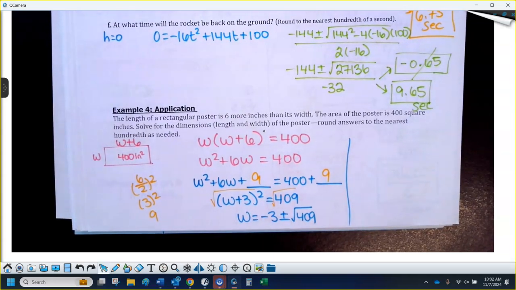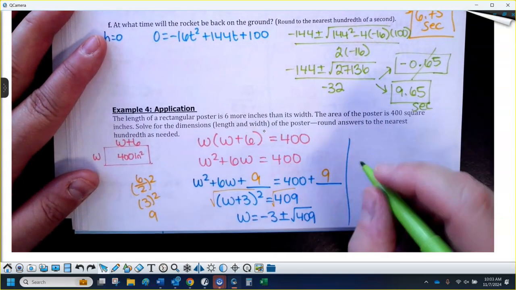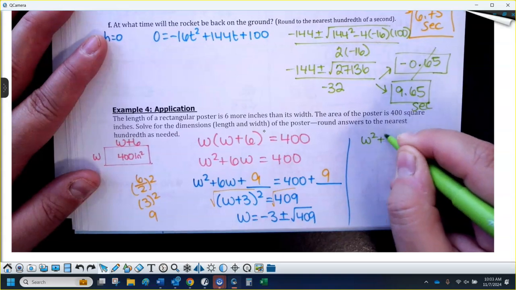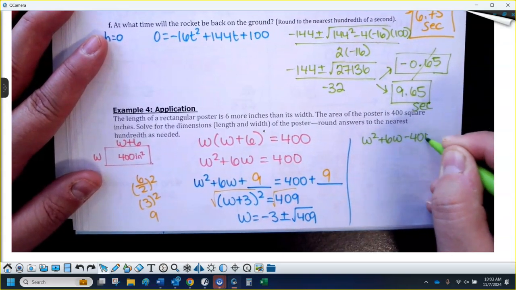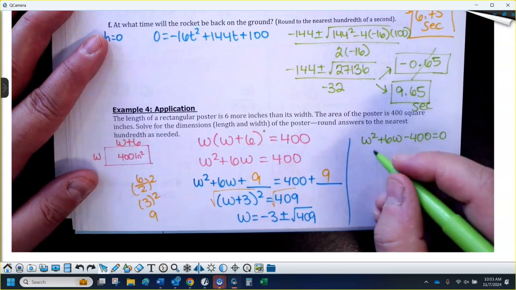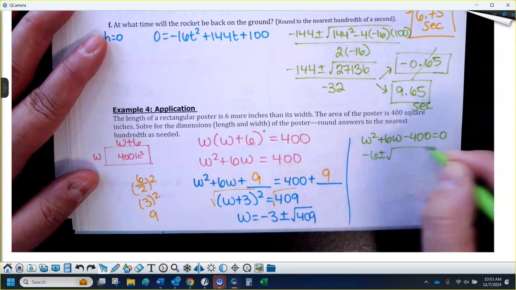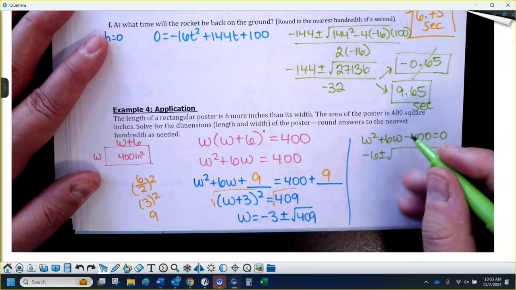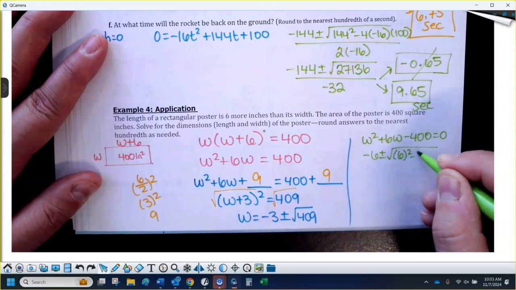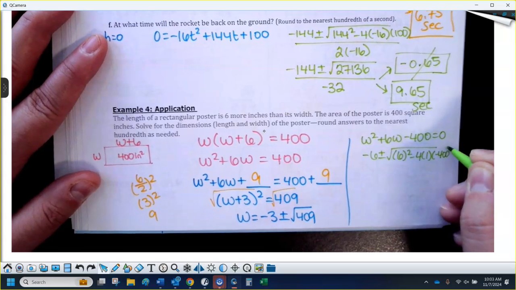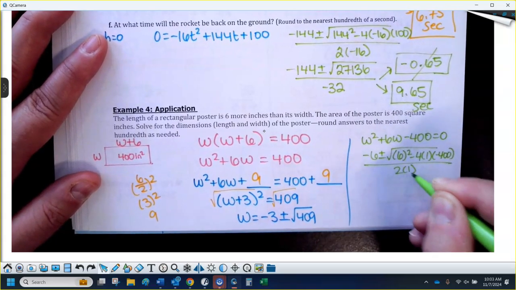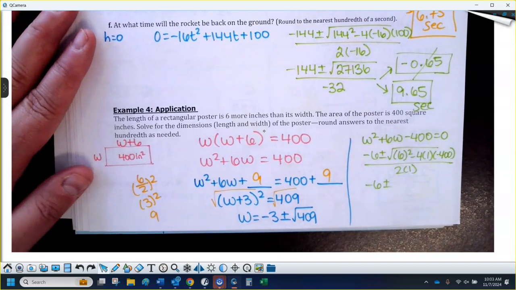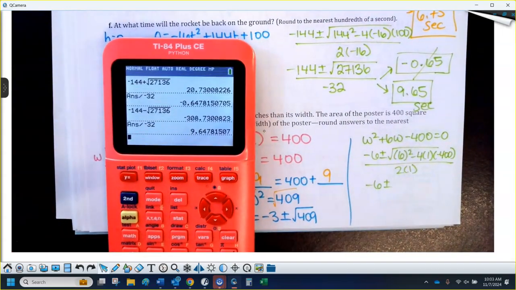Okay, now I want to show you. If you were like, hey, I like the quadratic formula better, what we were working on today, you could do that too. You could just set this equal to 0, so I would have to subtract the 400 before I picked my A, B, and C values. But then I could also, if I liked the quadratic formula better, just do that. So it'd be negative 6 plus or minus, let's see, 6 squared, 4 times 1 times negative 400. Everybody over 2 times 1. And let me see what that is under the square root. And I'm just going to show you guys, this is going to give me the same answer. So it's whichever method I want to use.